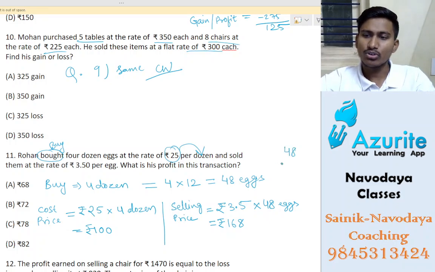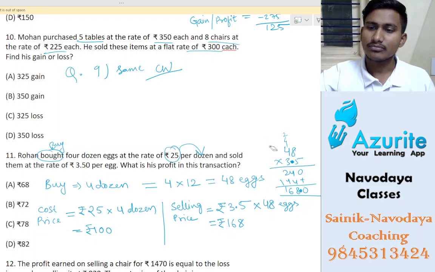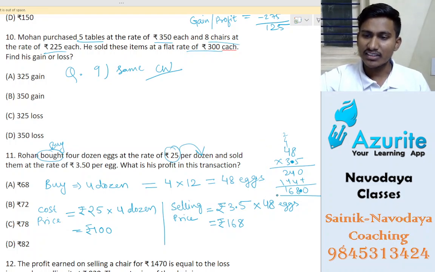So 48 into 3.5. You multiply with 5 first. 5 8s are 40. Carry 4. 5 4s are 24, plus the carry. 3 8s are 24. Carry 2 here. 3 4s are 12. 12 plus 2 is 14. So 0 will come. 4 2s are 8, and then 2 4 6 1. Since one decimal point is there, one decimal place will come. So the answer is how much? 168. 168 is the answer.